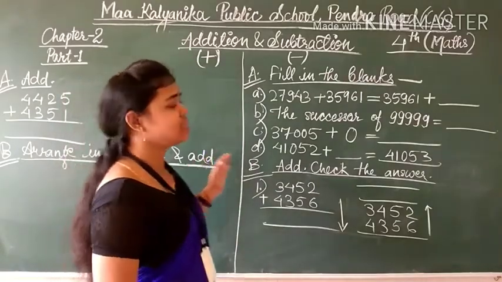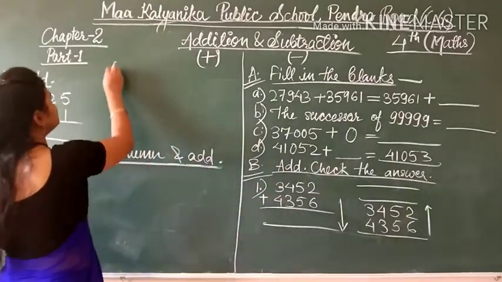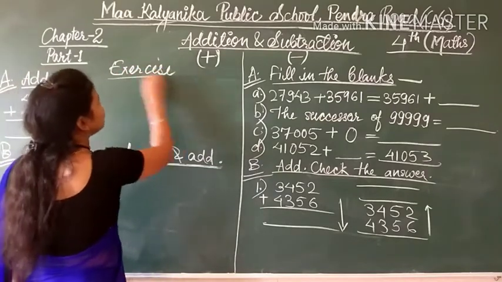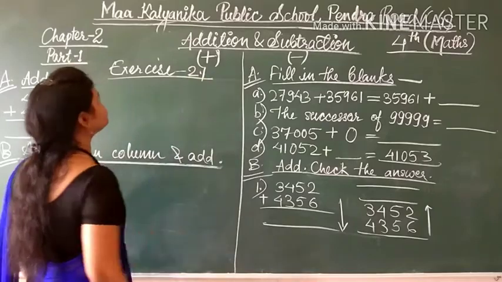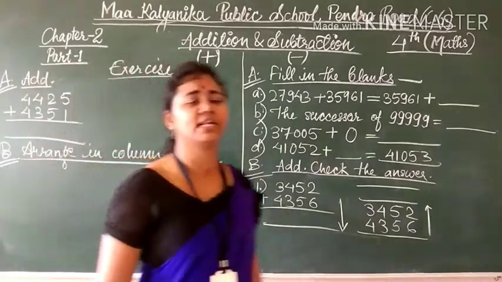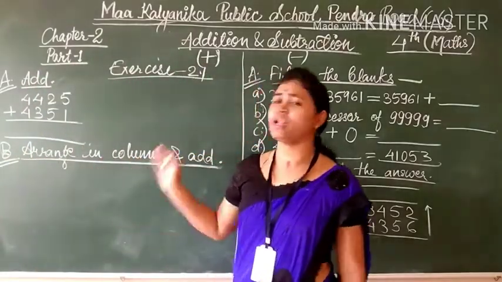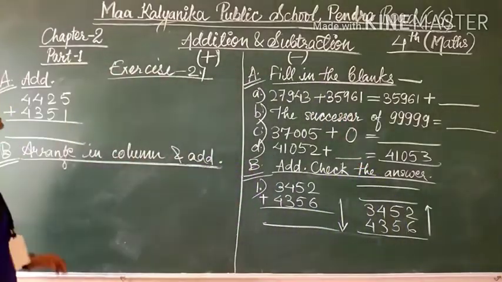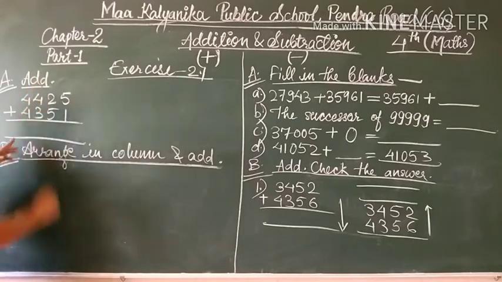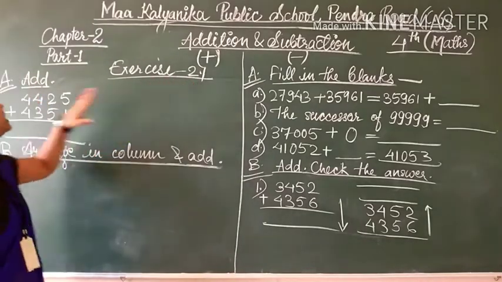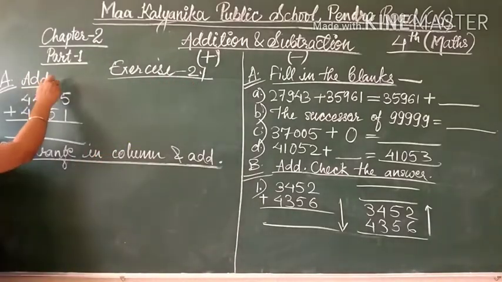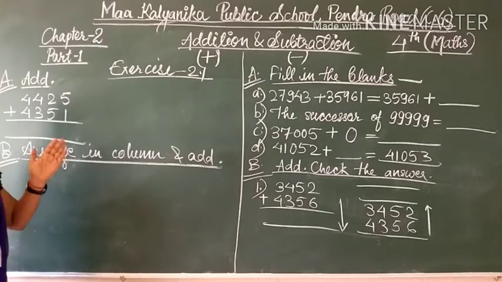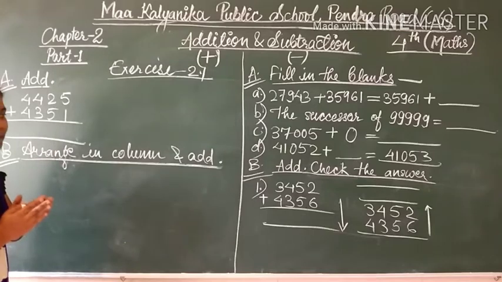So students, in this exercise I will start with exercise 2.1. Two questions are given, A and B. First of all I will start with question number A, which is add. Add simply means you have to add these two numbers.